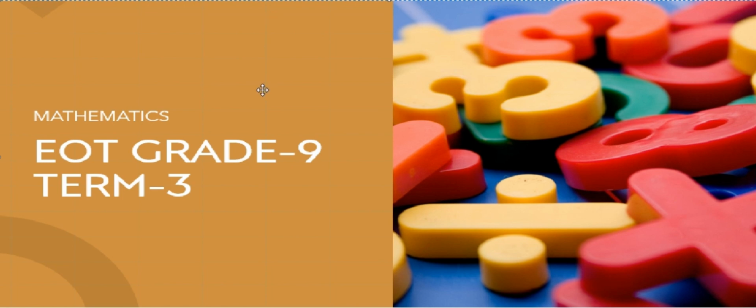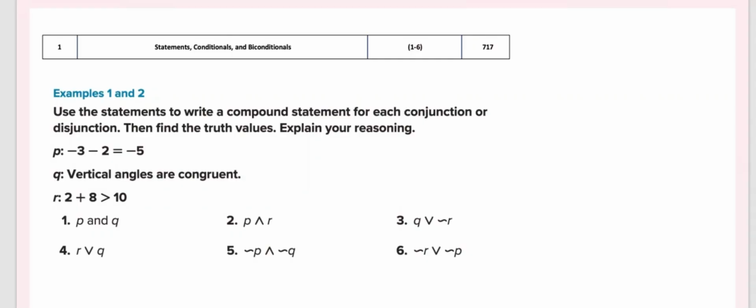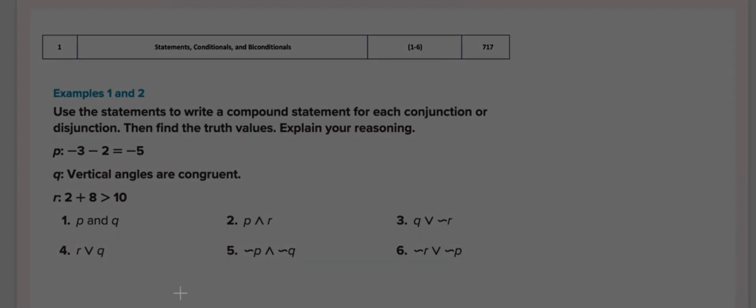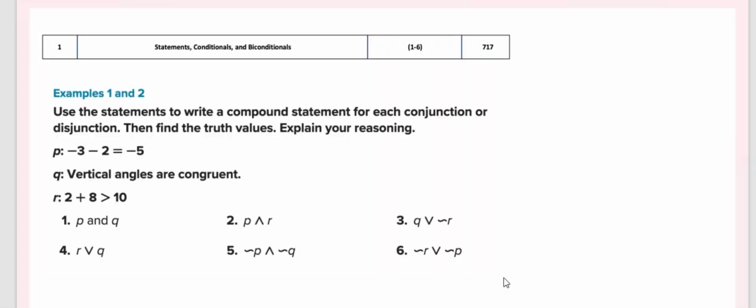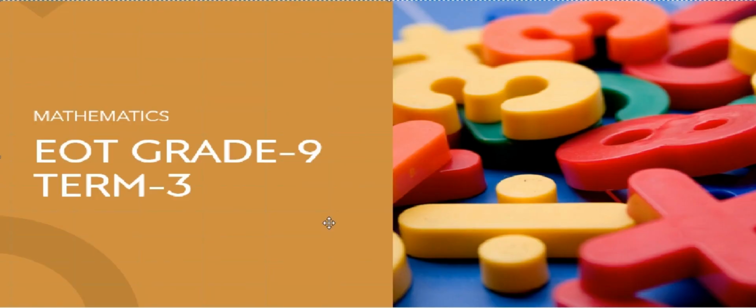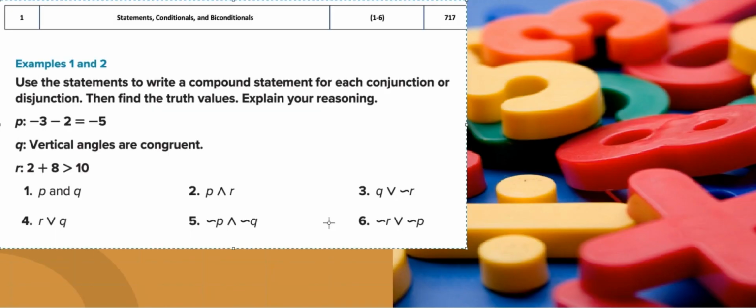Firstly, we are going to discuss the multiple choice questions. Let me take the first multiple choice question from the end of term coverage. Here, use the statements to write a compound statement. A compound statement is formed with a conjunction or disjunction. Let me take this question on my screen. So here is your first question.